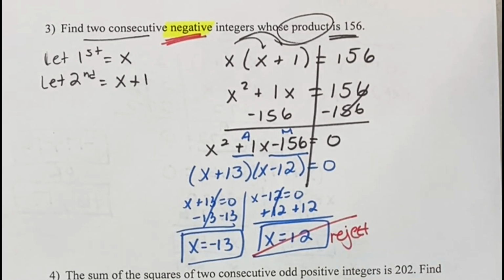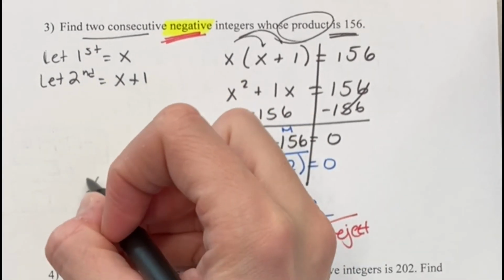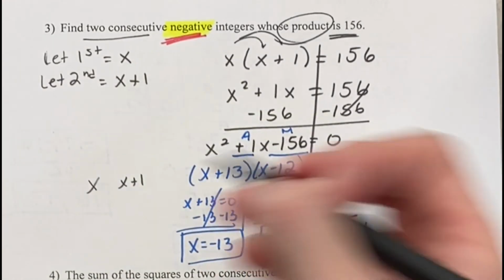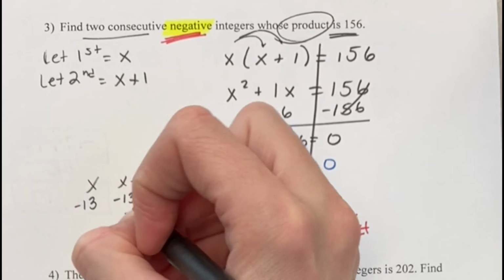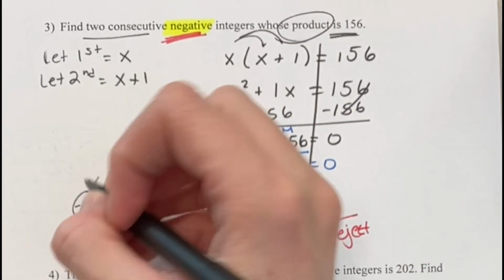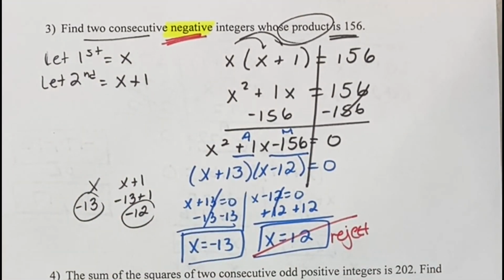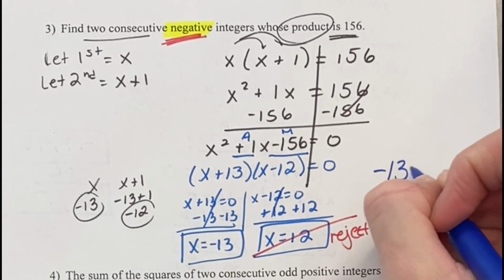So then when we look at our integers, we have x and x plus 1. We're only going to use negative 13, so I have negative 13 and negative 13 plus 1, which is negative 12. So the two integers here would be negative 13 and negative 12.